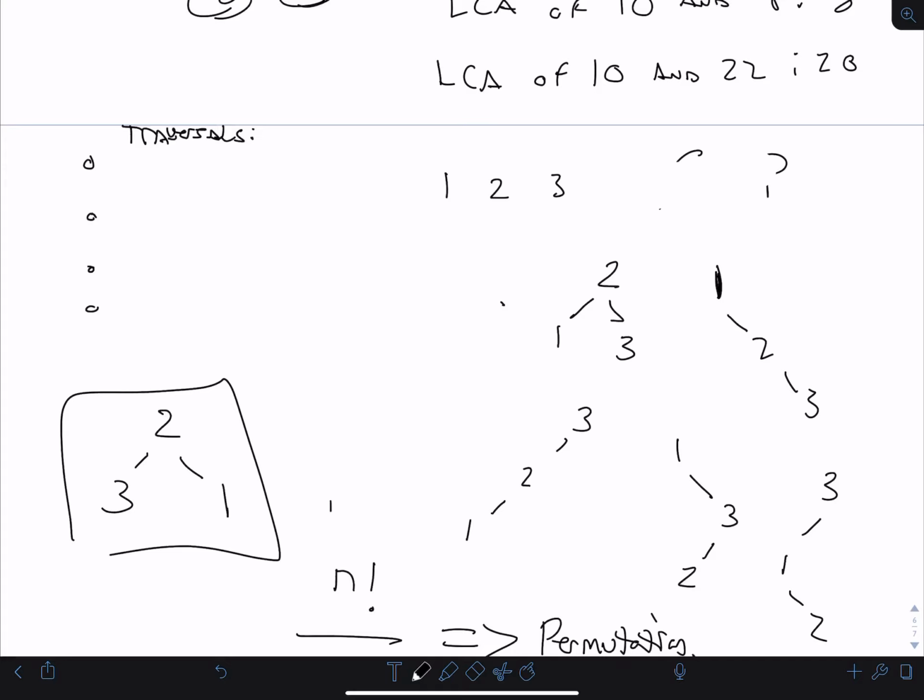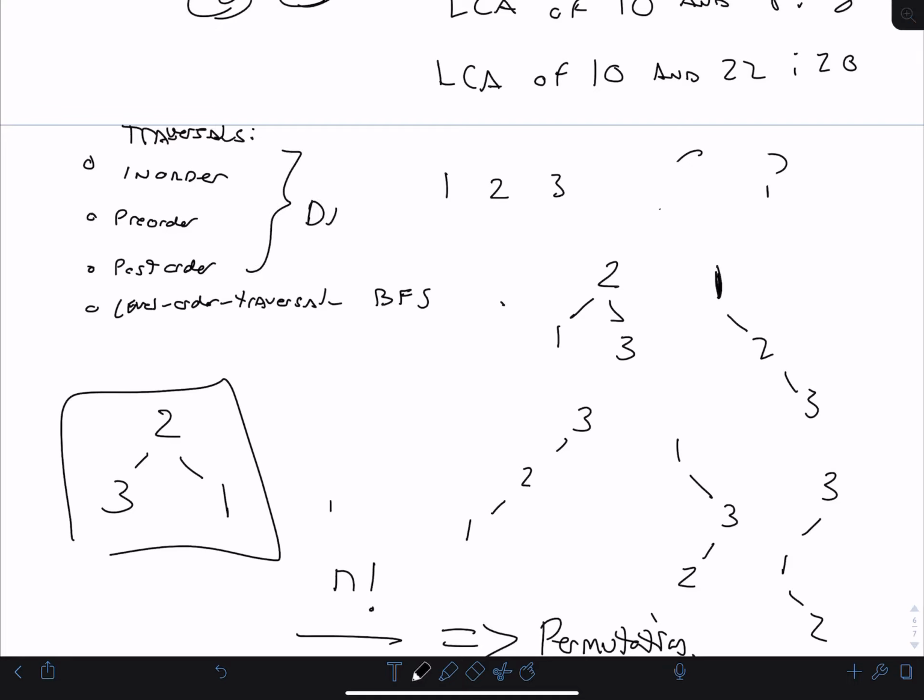That's going to be your traversals. We will talk about in-order traversal, pre-order traversal, post-order traversal, and then level order traversal, which is also known as breadth first search. And these 3 are, I suppose, depth first search style. At least not all of them, but definitely post-order for depth first search.